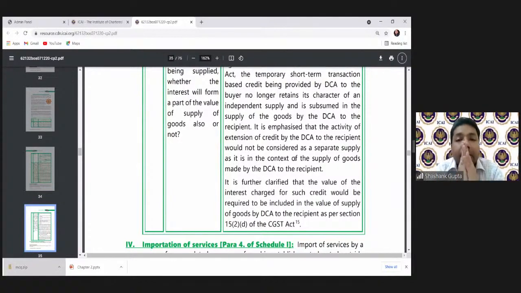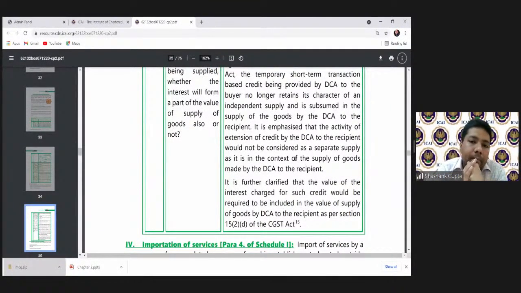Enough confusion. Let me simplify it. First of all, what is a del credere agent? Just like a normal agent. Only difference is he guarantees payment to the principal. Boss, you're supplying goods to this person, I guarantee you the payment.